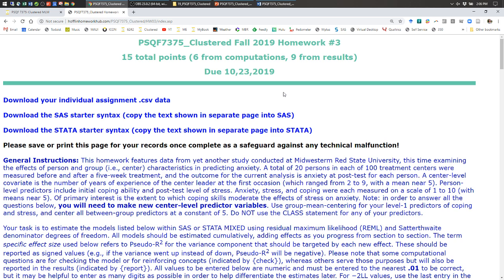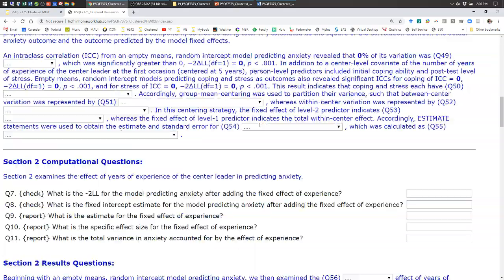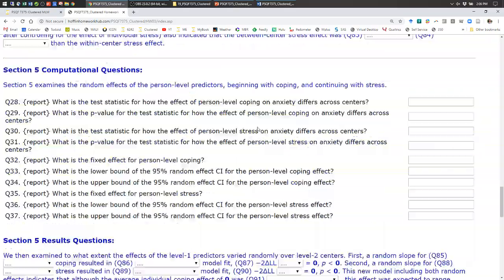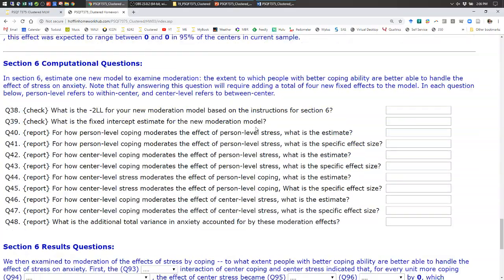Can you go to section 6? Can you explain how to calculate the specific effect size across different levels? The interaction effect across different levels? Yes, okay.